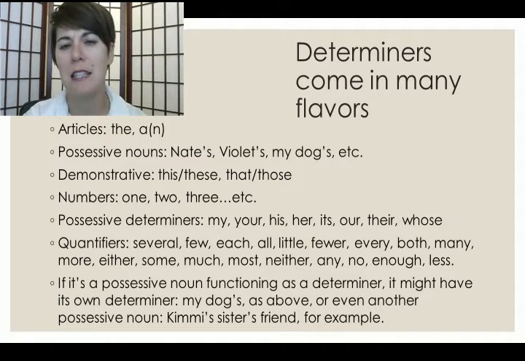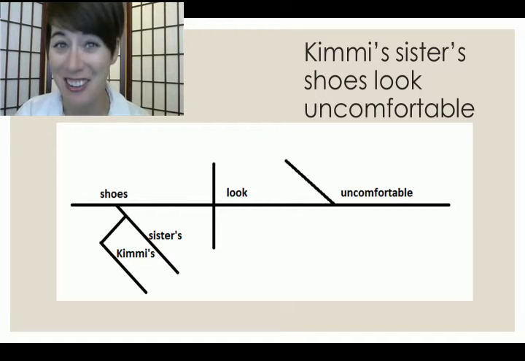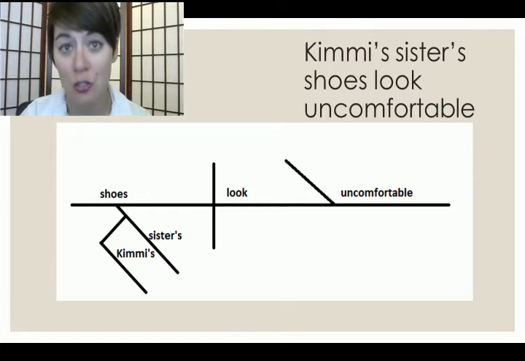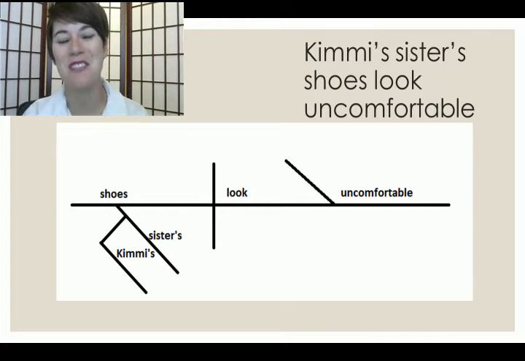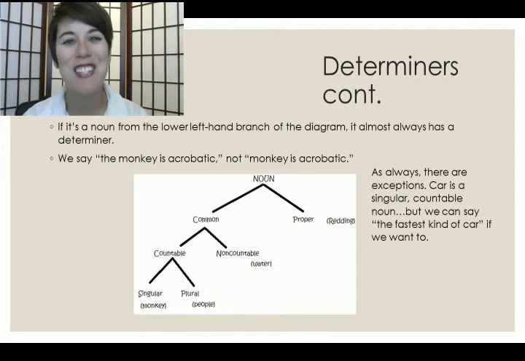Let's take a look at what this would look like were we to diagram it. I just went with Kimmy's sister's shoes look uncomfortable. Here's the diagram. Sister's is a possessive noun functioning as the determiner for shoes. So we've diagrammed it right underneath shoes. But Kimmy's is a possessive noun functioning as a determiner for sister's, not for shoes. So we've diagrammed it coming off of sister's instead. Pretty exciting.